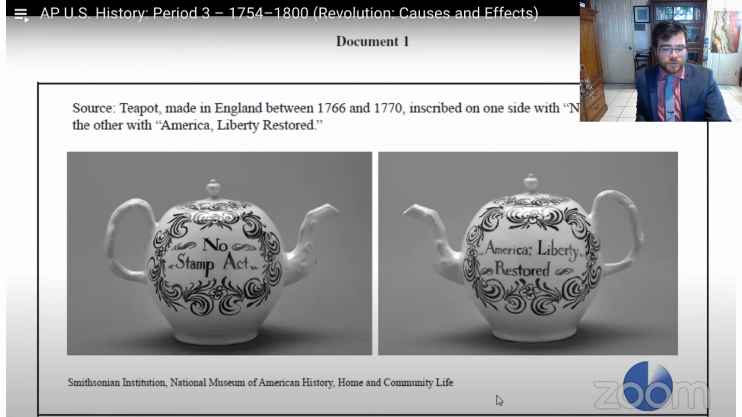Point of view: just not supportive of new taxation from England. Historical context, this is after the French and Indian War. England is trying to pay for its massive debt.